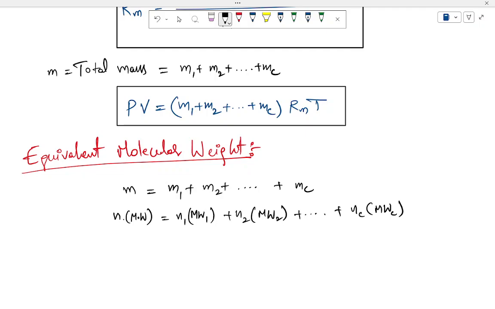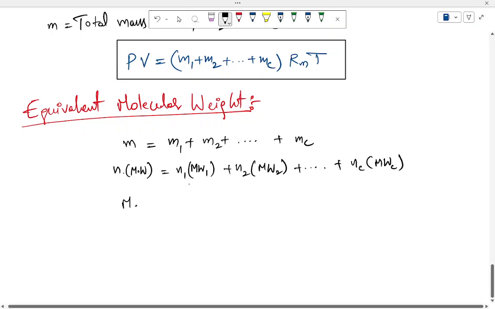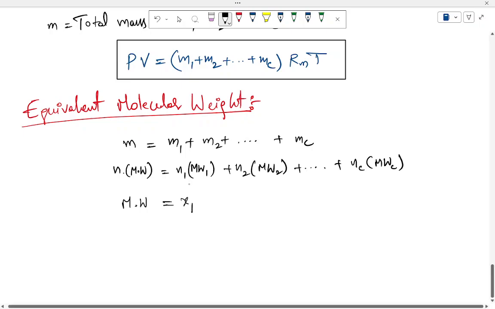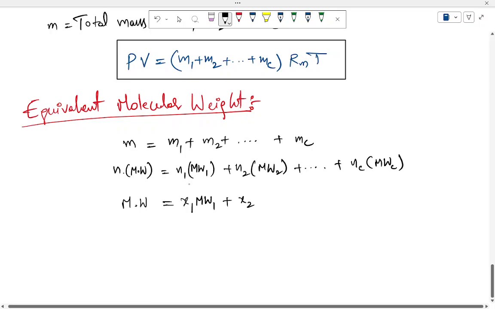In this expression, if I take my N onto the other side, what I'll get here is MW, that is equivalent molecular weight I should say, strictly speaking, is equal to N1 by N. This N1 by N is nothing but your X1, as we have seen in the mole fraction previously. So X1 is your mole fraction. So X1 into MW1 plus X2 into MW2 plus so on plus XC into MWC.